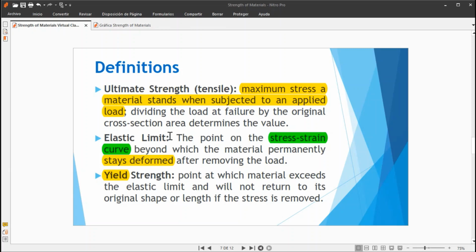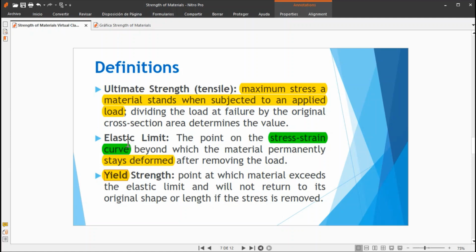That is what happens. Yield strength, it says, is the point at which a material exceeds the elastic limit and will not return to its original shape or length if the stress is removed. That means we have applied so much force that the material is going to say, I cannot hold this force anymore, and I will not resist. And that means that the material will be permanently deformed, okay?